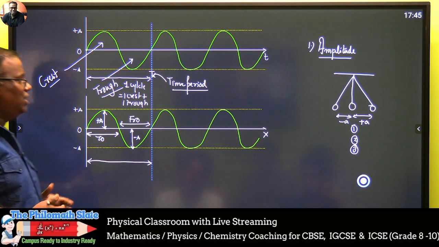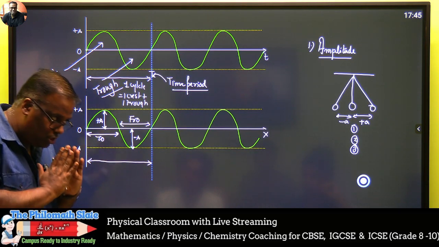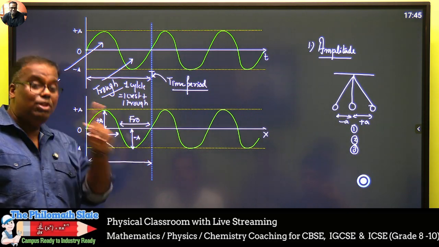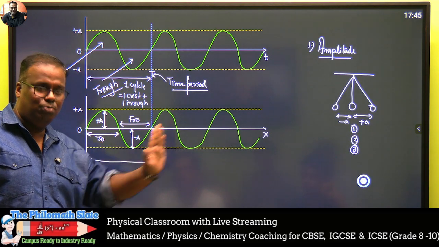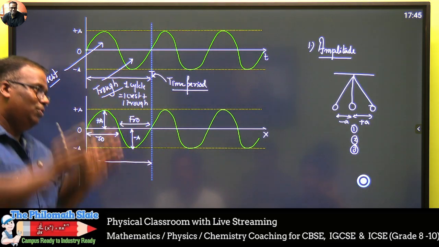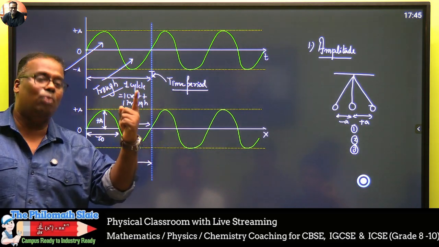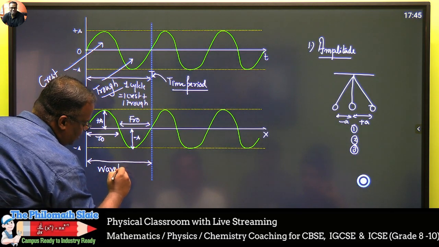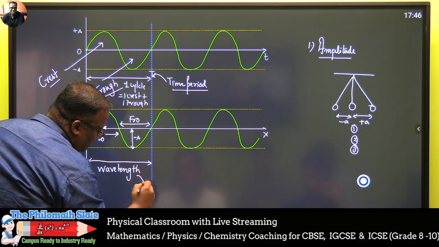Now another question comes. The wave is a disturbance which is also traveling. How much distance did the wave move in one time period? Particles are not moving. Particles are oscillating at their own place. The wave is moving. How much distance did the wave move in one time period? That is known as wavelength. And this is denoted by the Greek letter lambda.